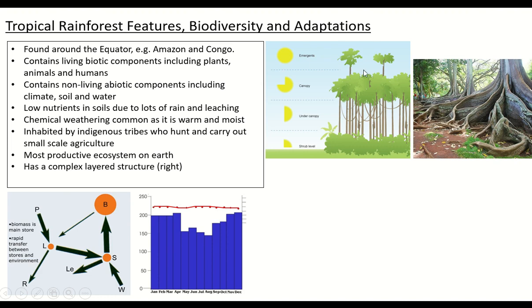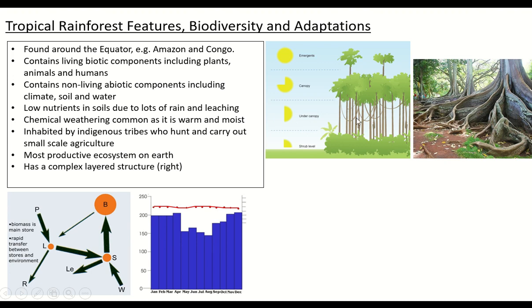So the very tallest trees with the maximum sunlight are the emergents. They emerge from the canopy. The next most amount of sunlight available and the thickest layer is the canopy layer. And this is where you'll find most of your vegetation and most of your biodiversity. All the species of plants and animals tend to live up here as well.